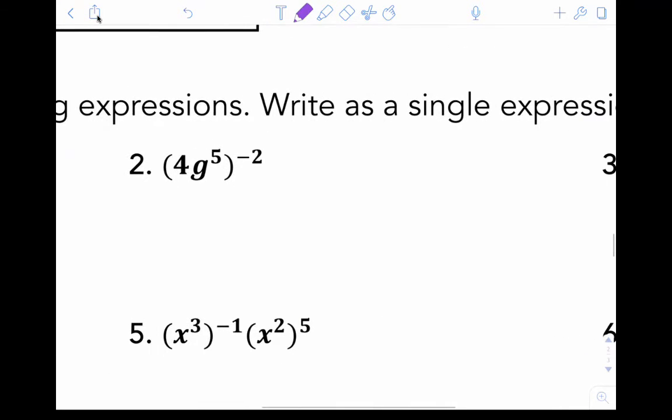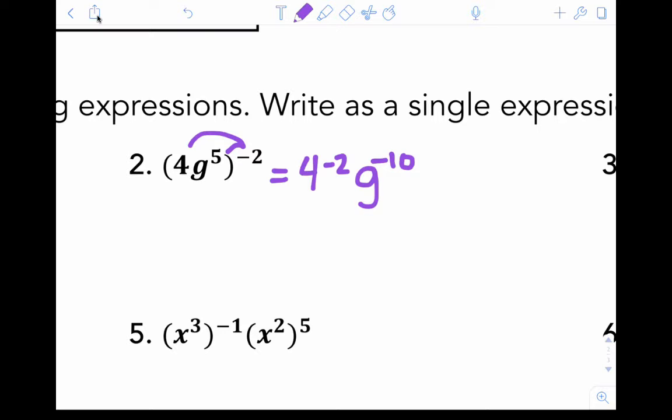Number 2, I have 4g to the 5th to the negative 2nd power. So once again, I'm going to distribute that negative 2. So I get 4 to the negative 2 g. Now I'm going to use my power of a power rule, and I'm going to do 5 times negative 2, which is negative 10.